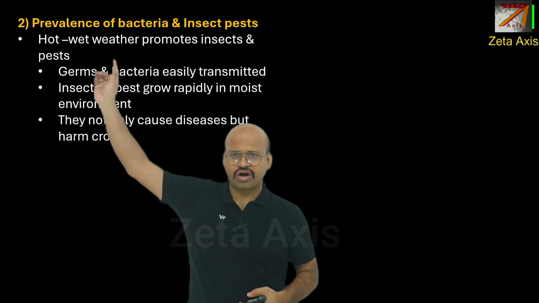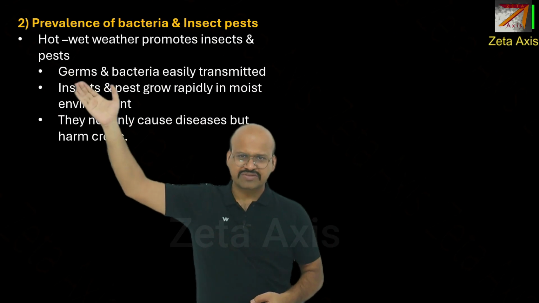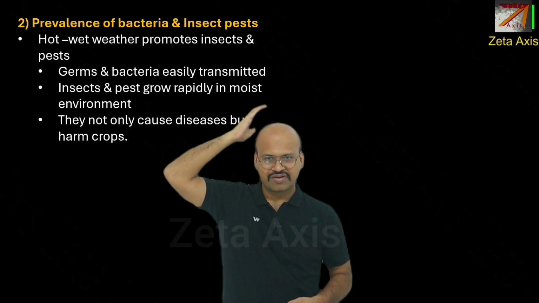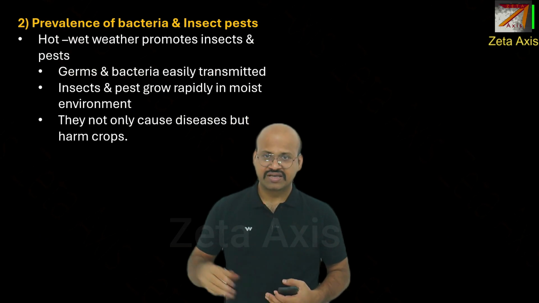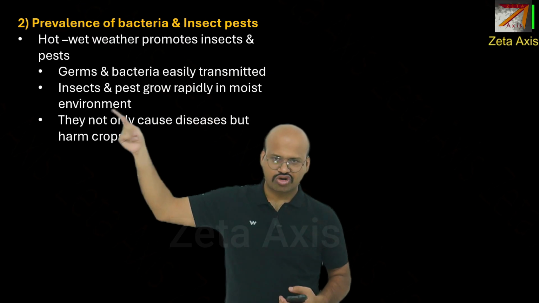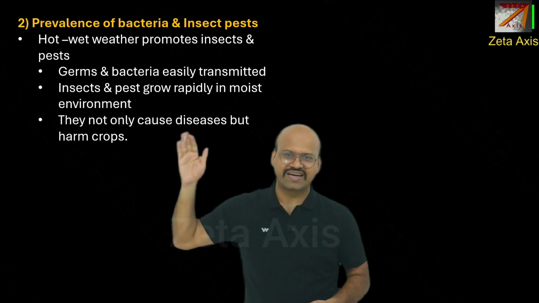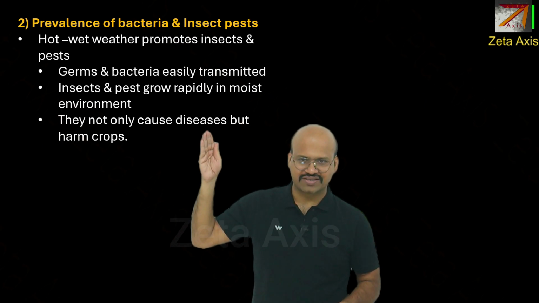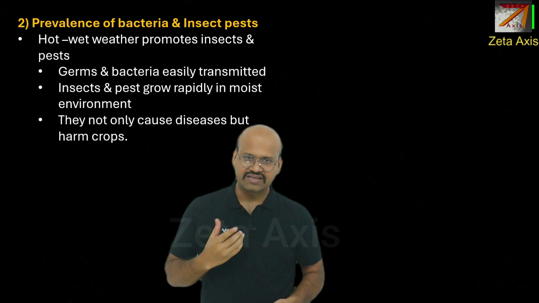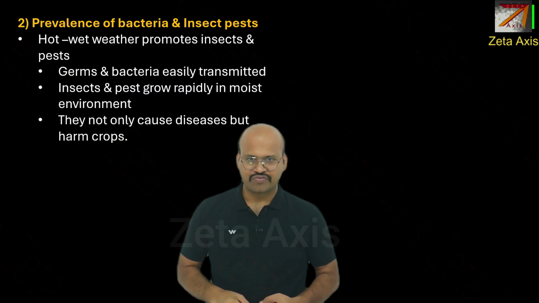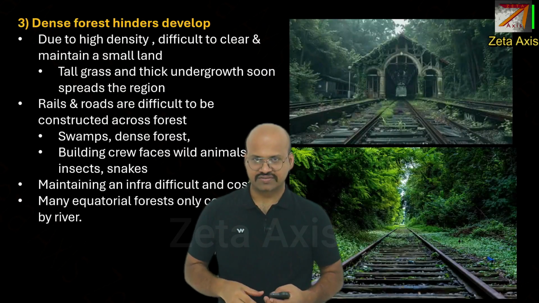Then there is hot and wet weather, which promotes insects and pest growth. So germs and bacteria are also easily transmitted and they easily survive in this climate. Insects and pests grow rapidly in a moist environment, and they not only cause disease but also harm crops. So we can see that they directly affect the health of the people living in this region, and they damage the crops. So these pests and insects are also one of the problems because of which agricultural activity is not flourishing in this region.